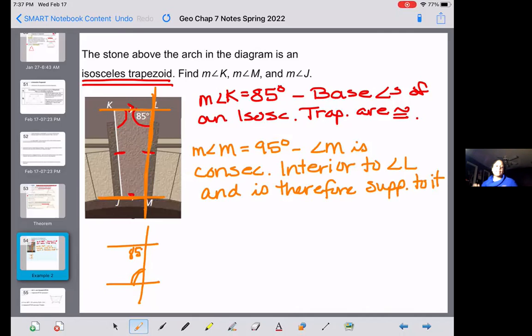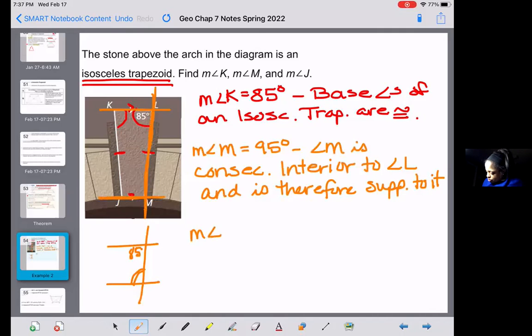Again, consecutive interior angles are supplementary. So 85 plus what equals 180? The answer is 95. If you want to set up an equation there, you could do that. I just chose not to do it this time.